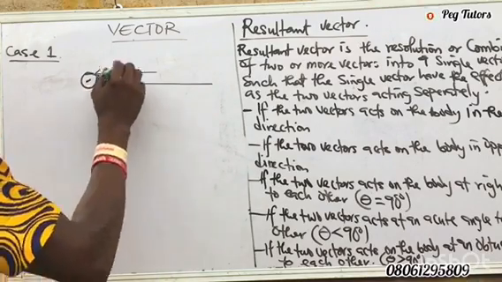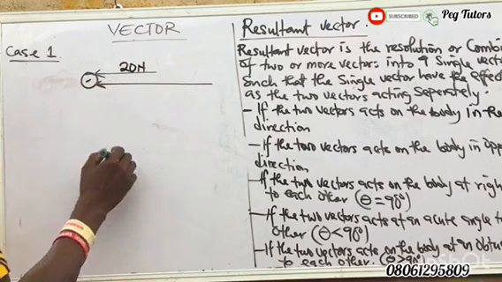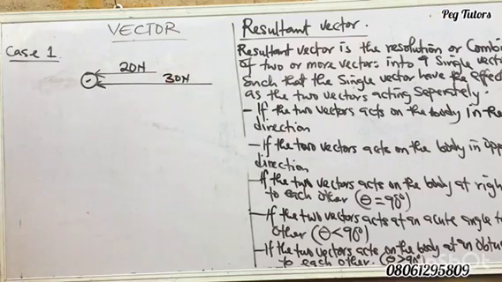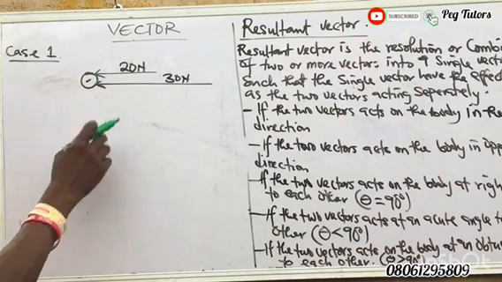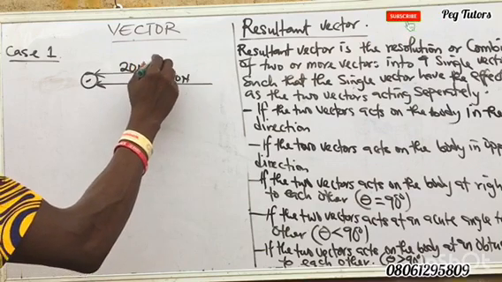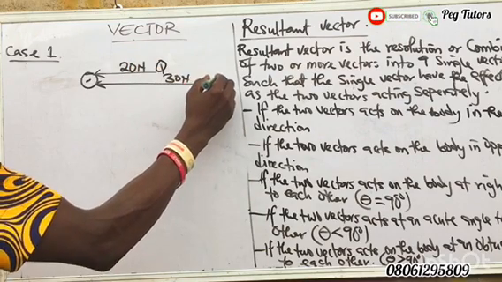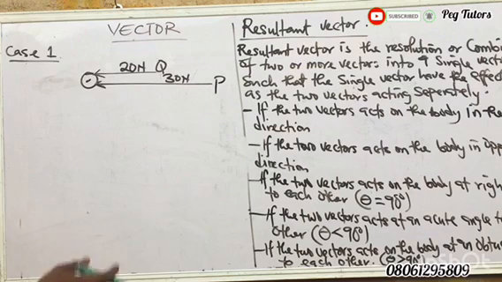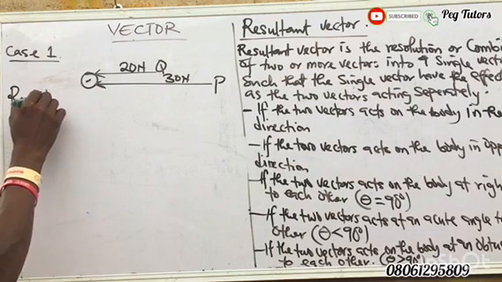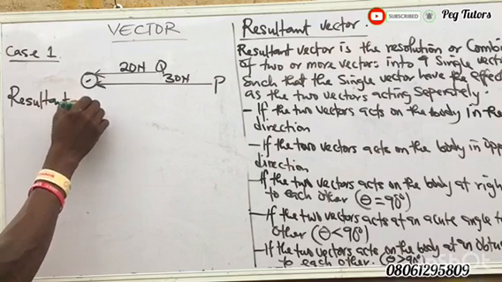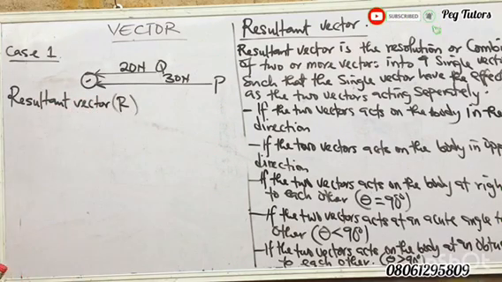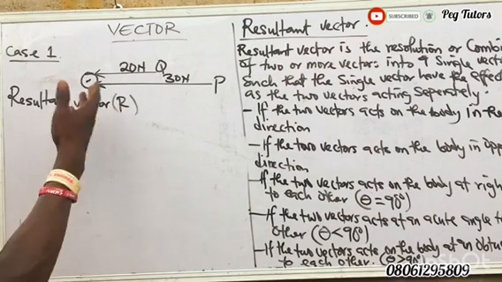Now I can name this. Let's say this is a 20 Newton force vector, and this is a 30 Newton vector. So if we are to resolve this, let's assume this first one is vector Q, and this one is vector P. Then to get the resultant vector, which is R, what do we do to these two forces to get the resultant vector?